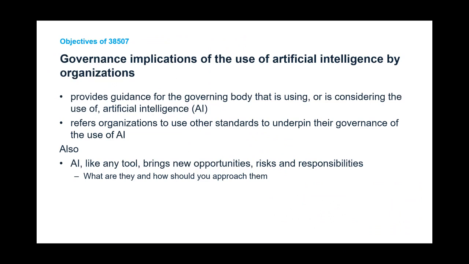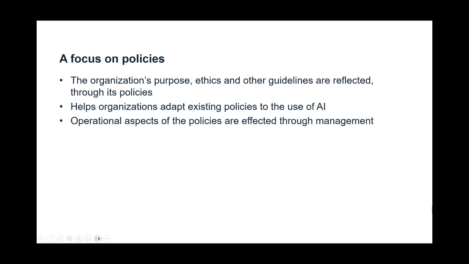But it also takes the perspective that AI is like any other tool, whether it's a crane or a truck or whatever. It brings new opportunities to the organization, new risks, and new responsibilities for the governing body. And so the standard is really talking about, what are these opportunities, risks, and responsibilities, and how should the organization approach dealing with them? It starts with a focus on policies, like I highlighted in that first slide.